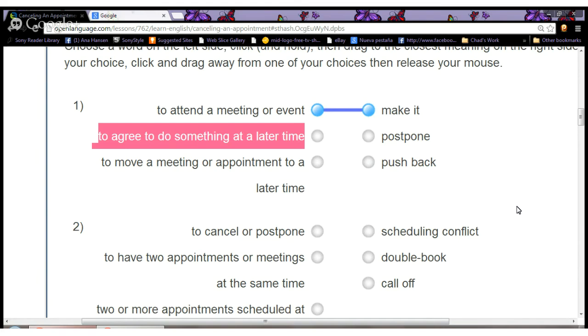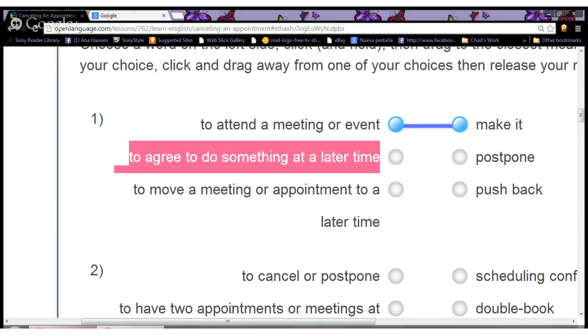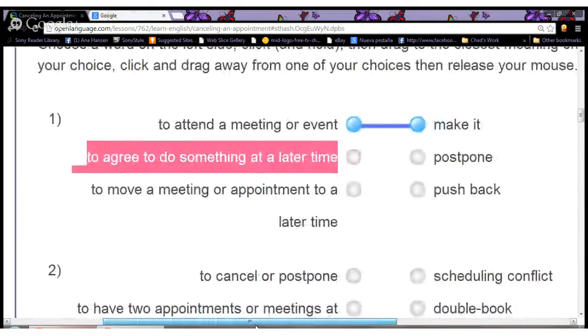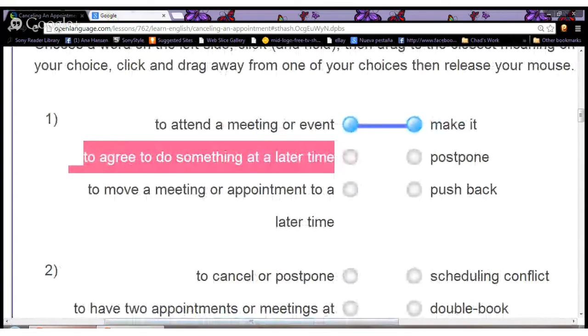It's very difficult to postpone. No, to give. This one right here, where it's highlighted. Can you make it bigger, teacher? I can try and see how big I can go. Agree to do something at a later time.